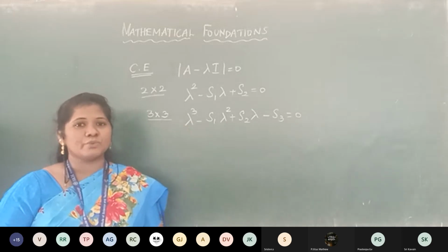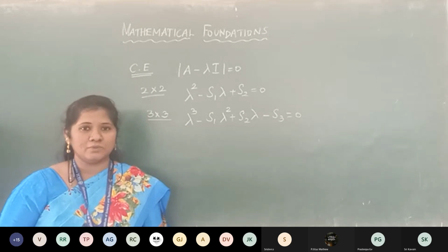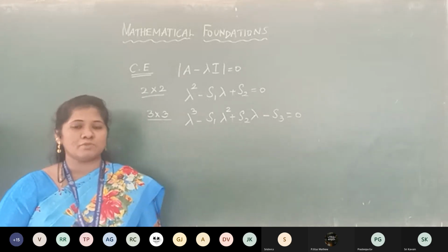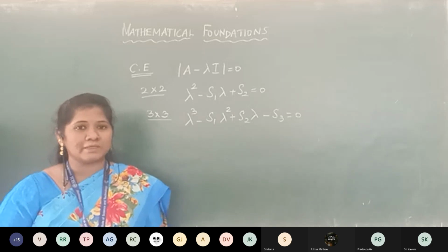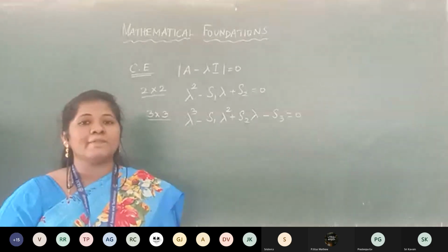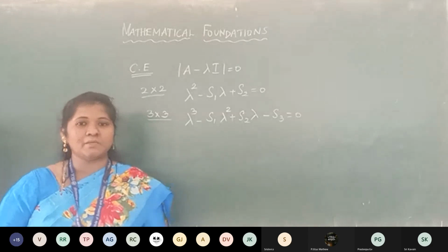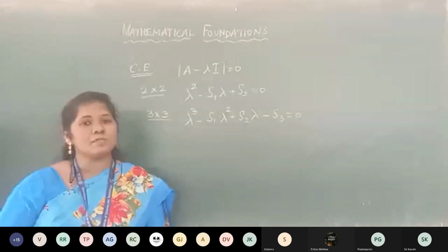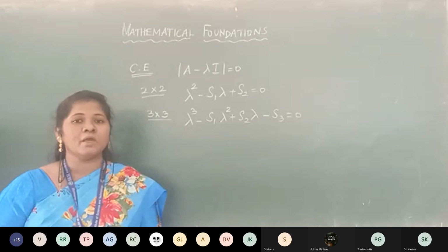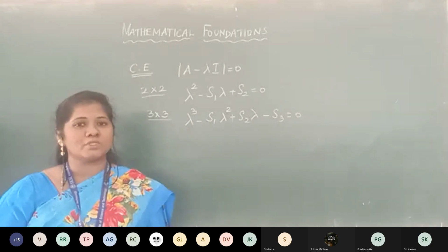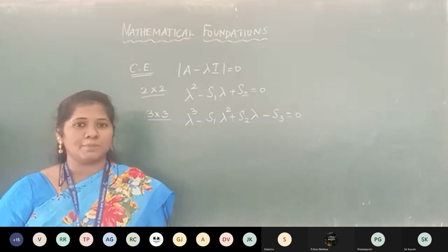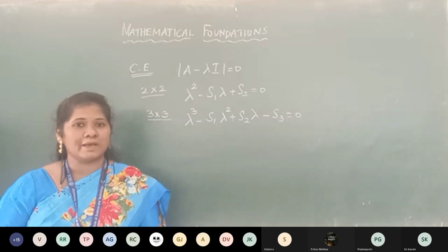After that, they can ask you in the question to find the inverse, or A power 4, A power 6, or higher powers of A. With the equation you verified, you will multiply by A inverse to find A inverse. Similarly, for higher powers of A, you will multiply that equation by whatever power is needed. That is your Cayley-Hamilton theorem.